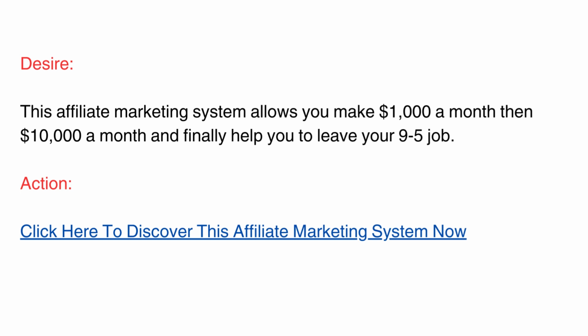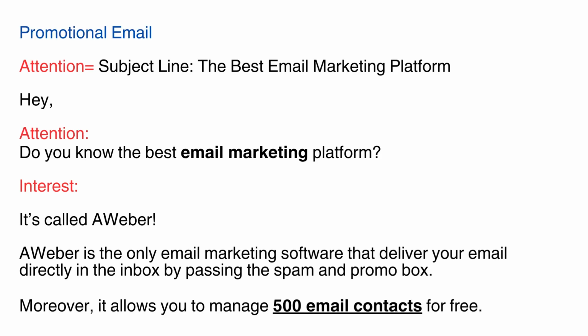So this affiliate marketing system allows you to make $1,000 a month, then $10,000 a month, and finally help you leave your 9 to 5 job. So it's the big benefit of our affiliate marketing system. So make sure to mention the benefits of your product in the desire part. Here is the action part. Click here to discover this affiliate marketing system now. That's it. Let's go to the second email, which is a promotional email.